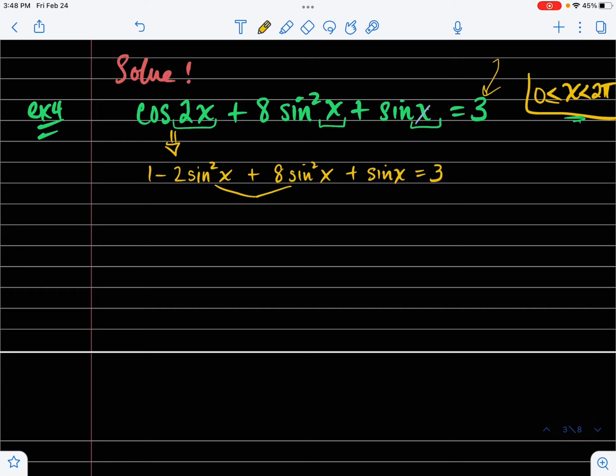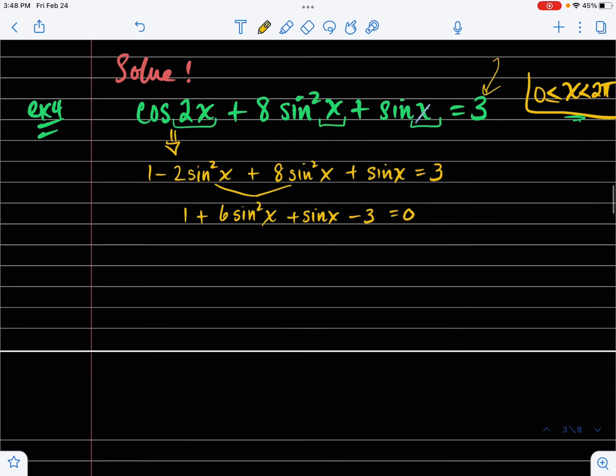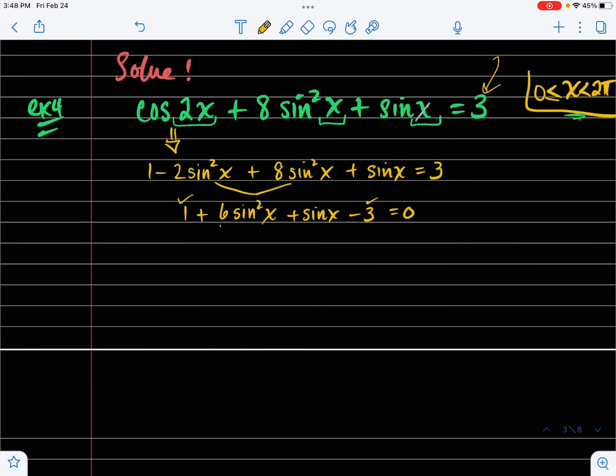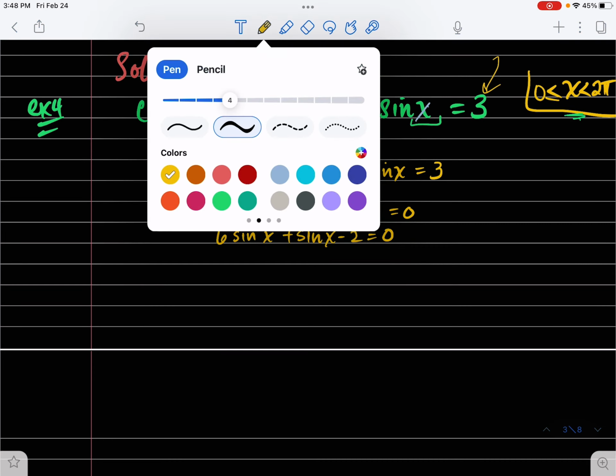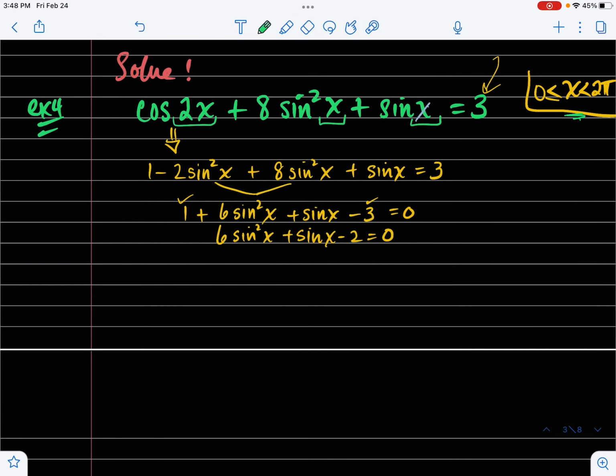These two are like terms, and put together they make 6 sine squared x. There's a 1 sitting out here, plus sine x, and then subtract 3 from both sides, which brings everything to the same side. 1 and -3 can still be combined. -2 equals 0. And now that looks like a quadratic equation. Temporarily, you can replace sine x with y to make it look like algebra. So you can factor it out.